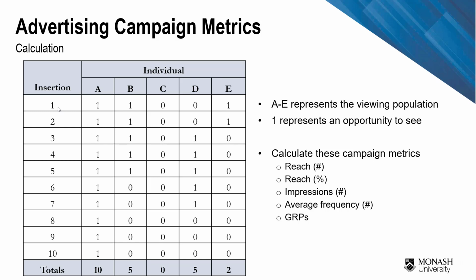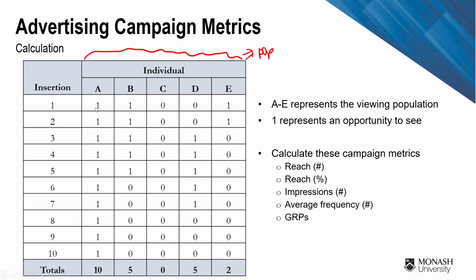So here, these are all the advertisements. Let's say there are 10 insertions of the advertisement. And let's say in a population, although this is very unrealistic, you always start with a very unrealistic example, so at least we get to understand the terms or the metrics a little bit better. In this case, you only have 5 individuals in a population. So individuals A, B, C, D, E make up the population.